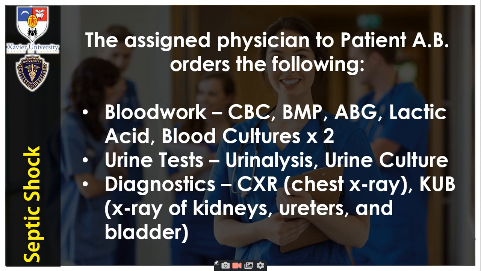The assigned physician to patient AB orders the following: blood work, CBC, BMP, ABG, lactic acid, blood cultures times 2. Order a urine test: urinalysis, urine culture. Diagnostics: CXR, chest X-ray, KUB, X-ray of kidneys, ureters, and bladder.